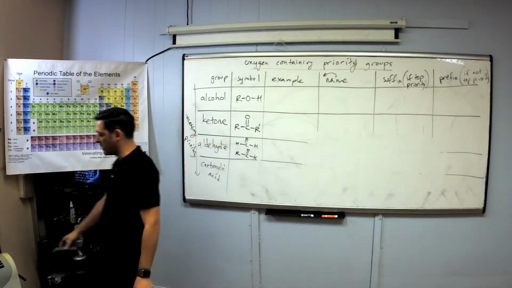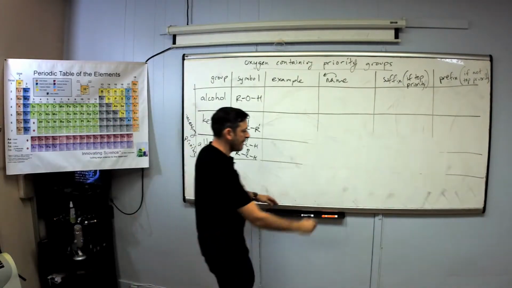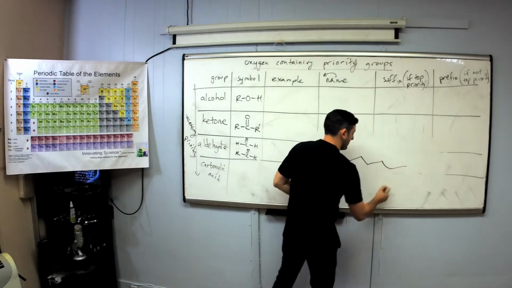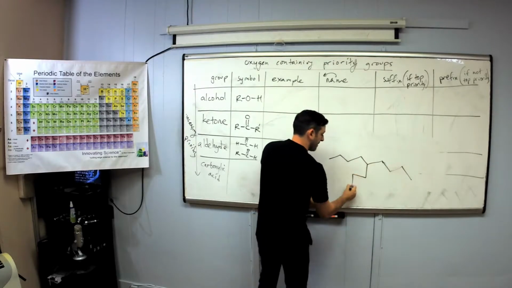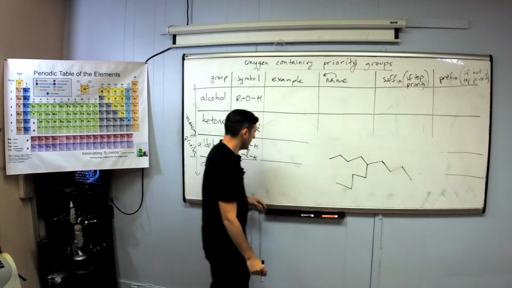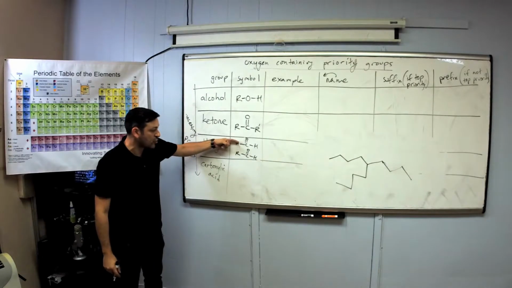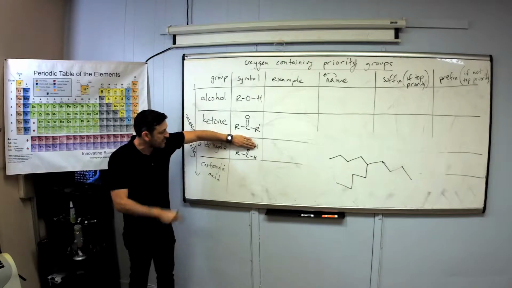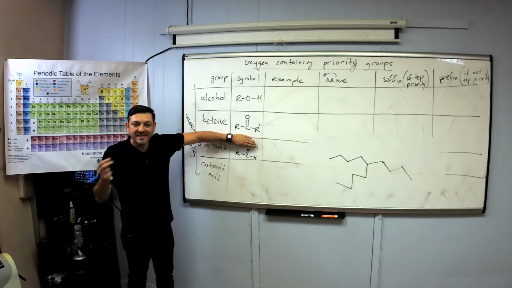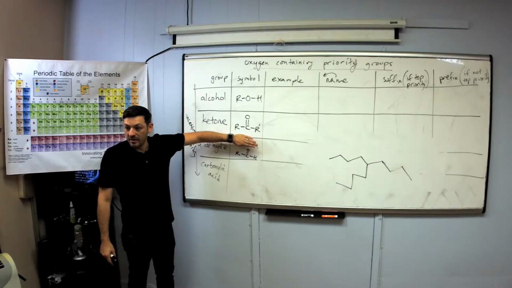To really figure out the difference between ketones and aldehydes, imagine I had this chain. The real difference, I mean, this one is called formaldehyde, but every other one has a chain with a carbonyl. The difference between ketone and aldehyde is really the positioning of the carbonyl.